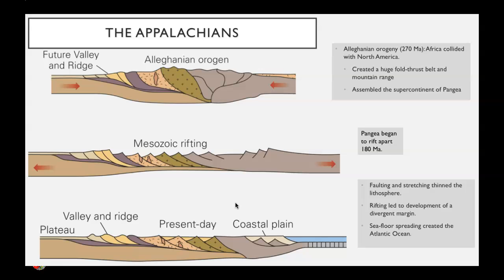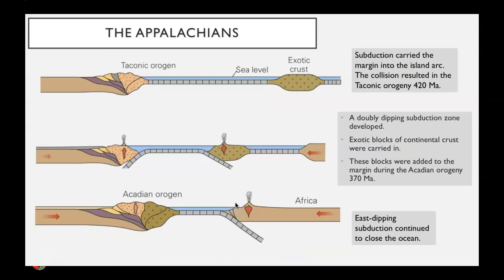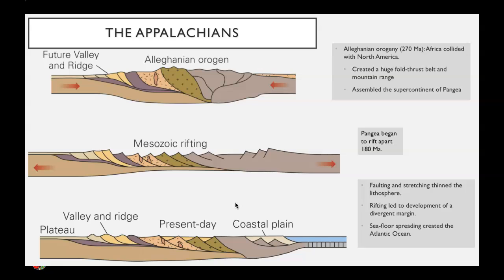Later, here's Africa over here coming in. When Africa collides, that's the last of the orogenic events, and that was the Alleghanian orogeny. And that kept pushing in, causing all the folding and thrusting. So over here is the Valley and Ridge that got thrust up.